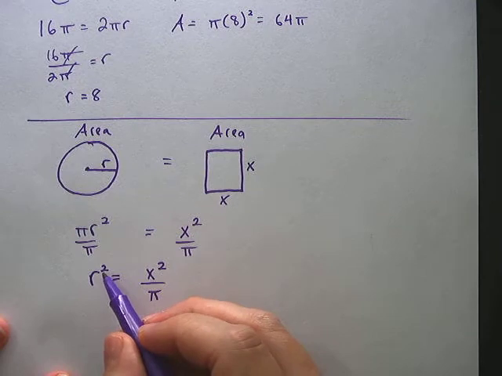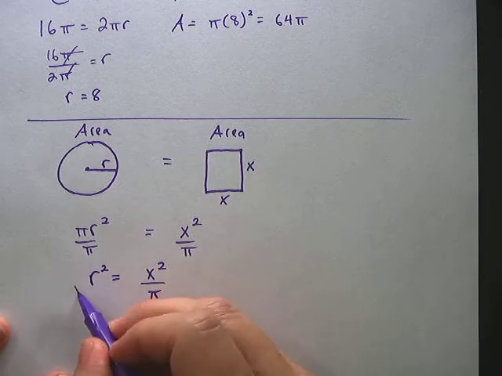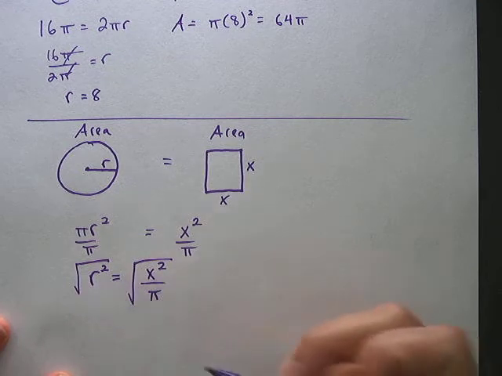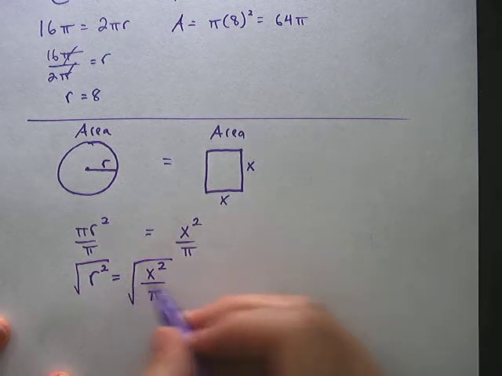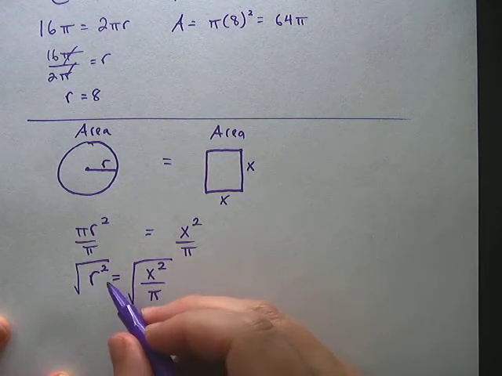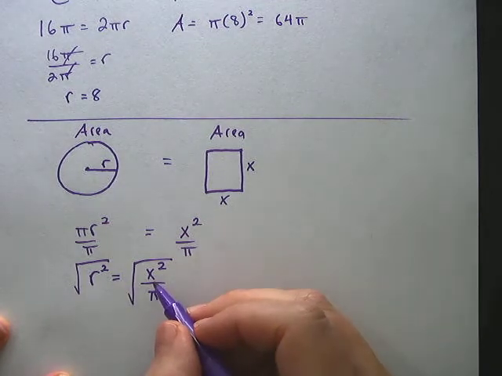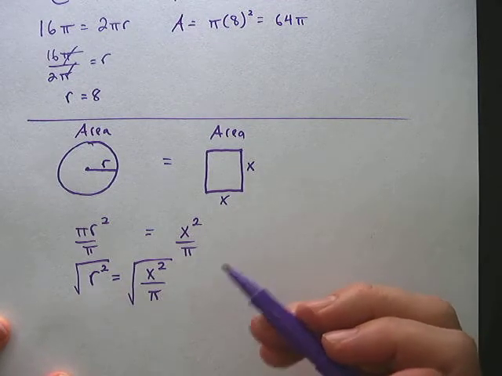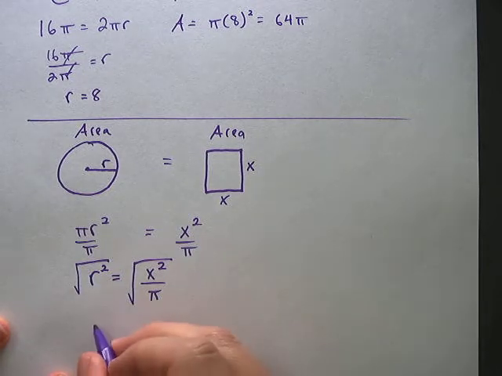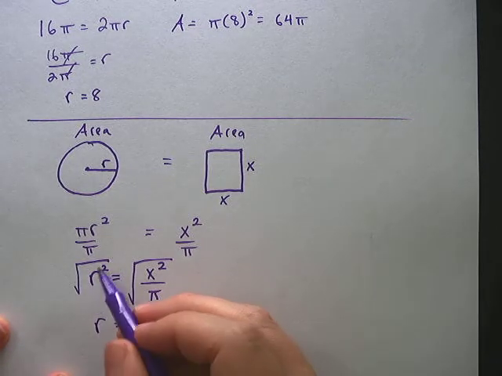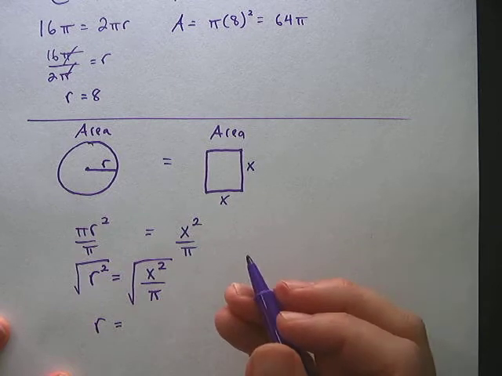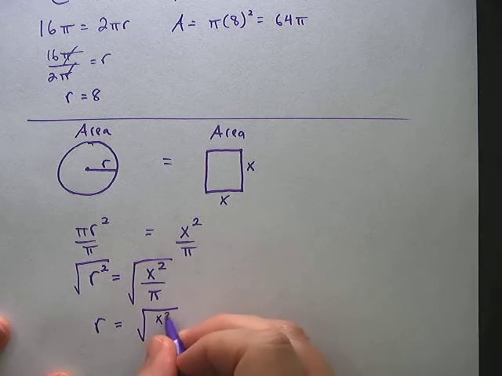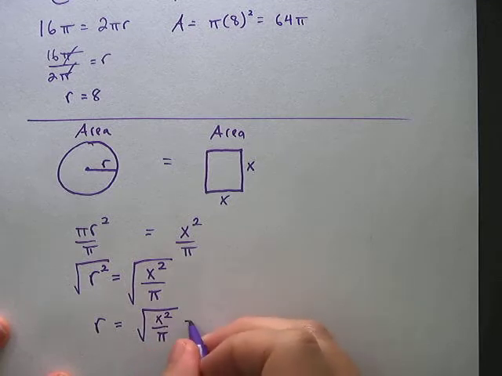And to get rid of the square, we do the opposite of a square, which is a square root. Now, typically, when you take the square root of both sides of an equation, you do need to put a little plus or minus here. But since we are talking about the radius and length of a square here, none of that's going to be negative. So we won't have to worry about the negative on that. So we'll just say r is equal to, because the square root and the square cancel, square root of x squared over pi.